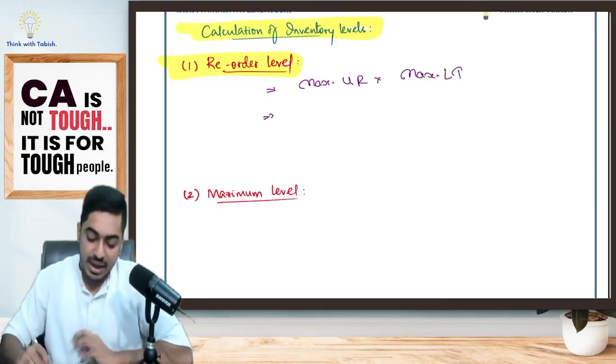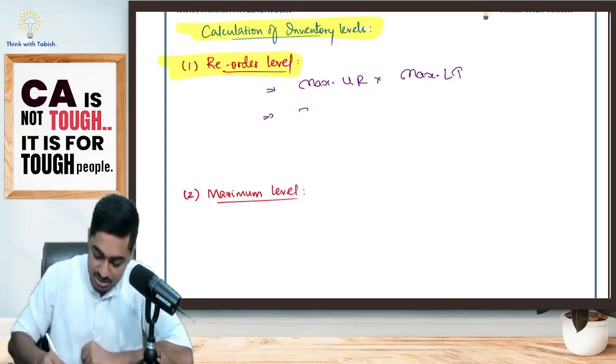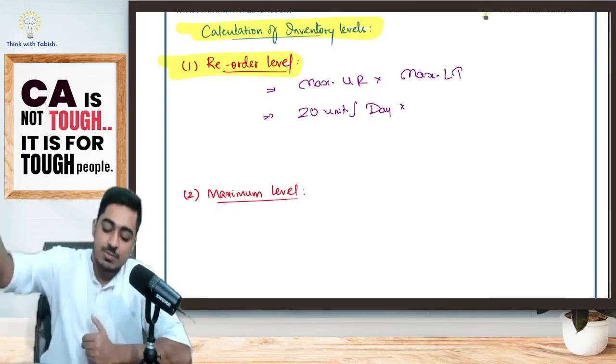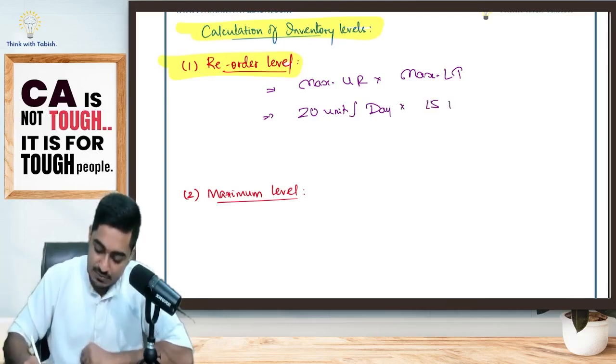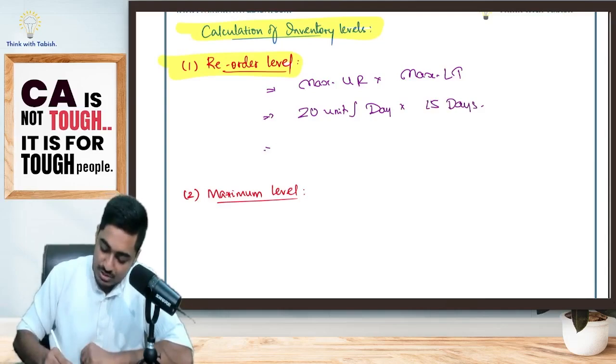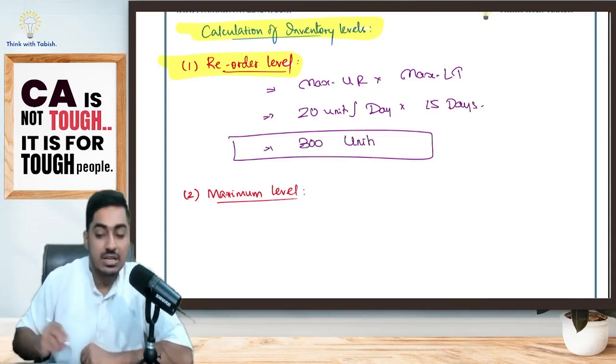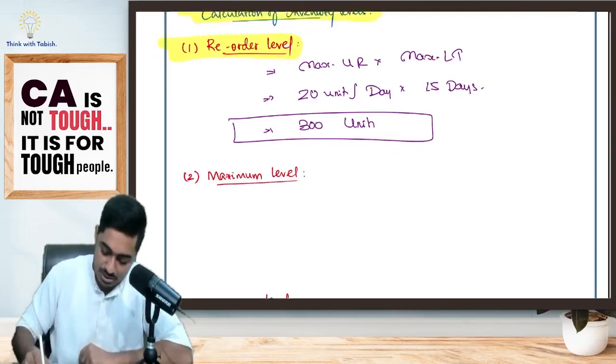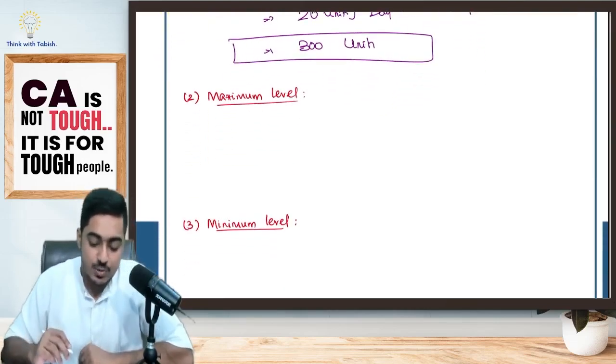Maximum in a day, how much will I use? 20 units per day. Into maximum, how much can my supplier take? 15 days he can take. So 20 into 15, is it 300 units, everyone? So when I'm having 300 units, I'll have to place an order. Okay, perfect. What is the second requirement?